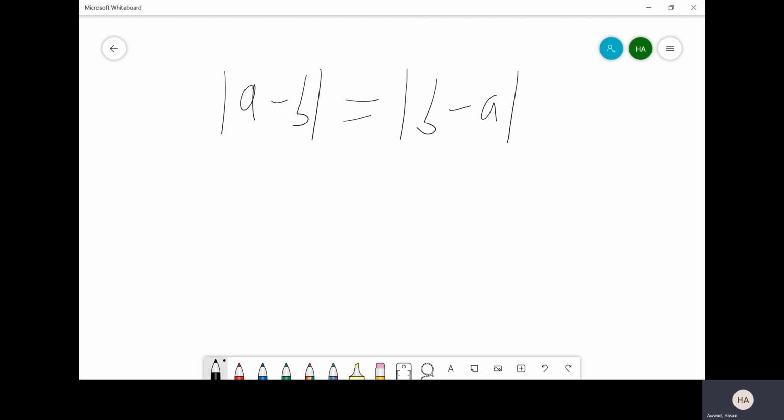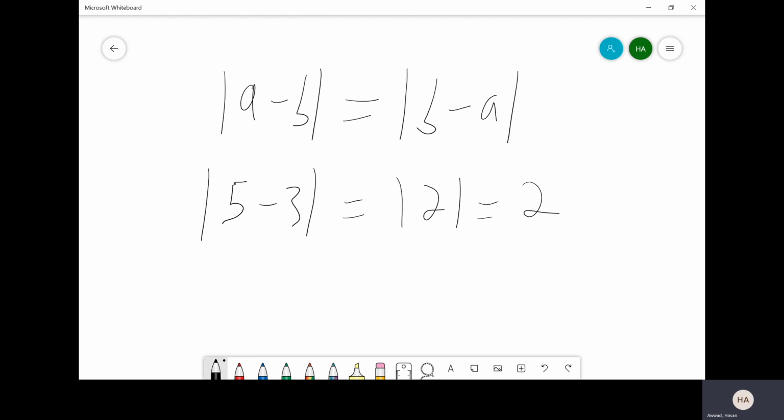So if you have the absolute value of, let's say, 5 minus 3, well, we know that this is going to be the absolute value of 2, right? And if we have the absolute value of a positive number, it stays positive, which means it's just 2, right?